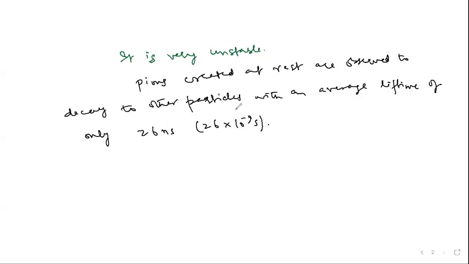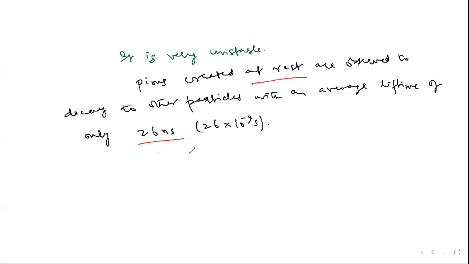I repeat, it is important, when pions are created at rest, they are observed to decay to other particles with an average lifetime of only 26 nanoseconds. 1 nanosecond is 10 raised to the power minus 9 seconds. So it is 26 times 10 raised to the power minus 9 seconds. So they live on average for this much time. But when they are created at rest.